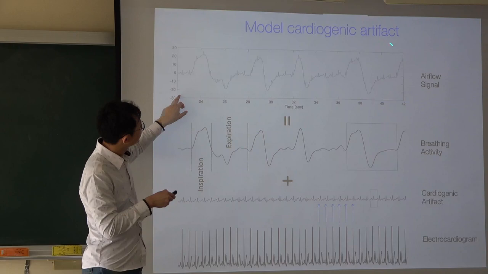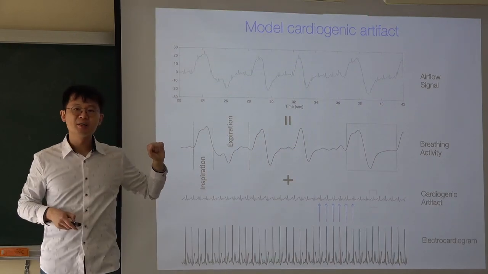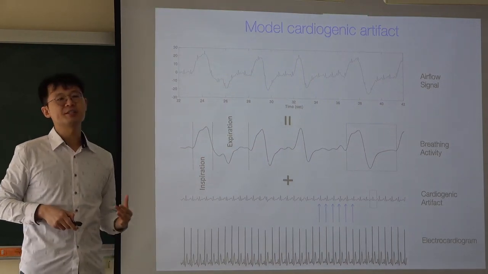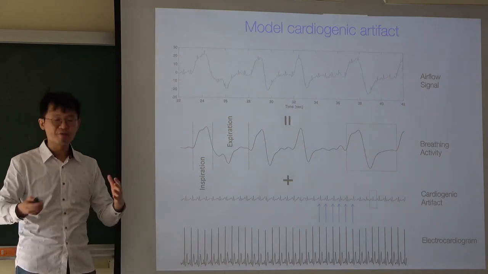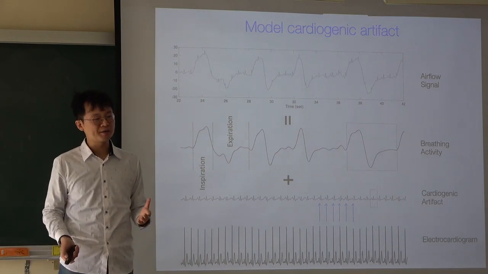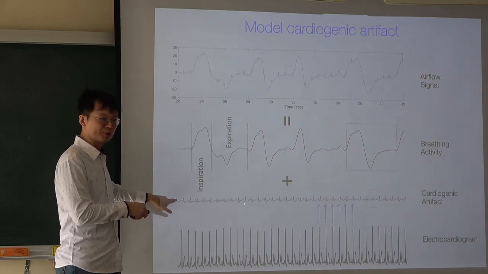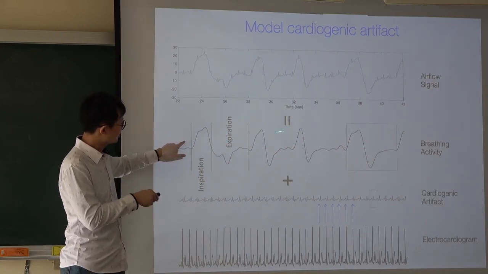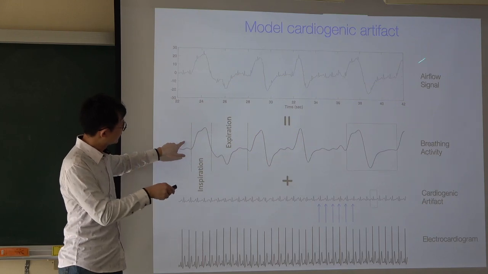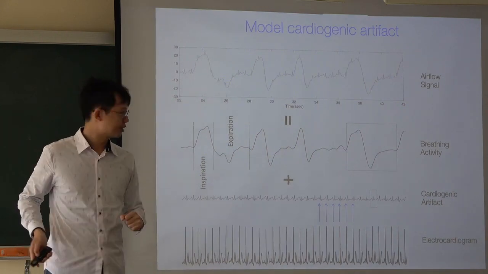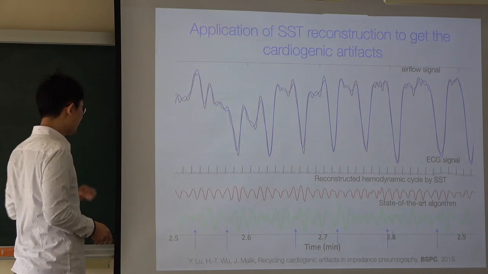Suppose I give you this signal. For this airflow signal, our interest is the airflow, not the cardiogenic artifact, and that is why it is called an artifact. So how can we recover this signal from the given airflow signal? That will be the interest. And this is the result.